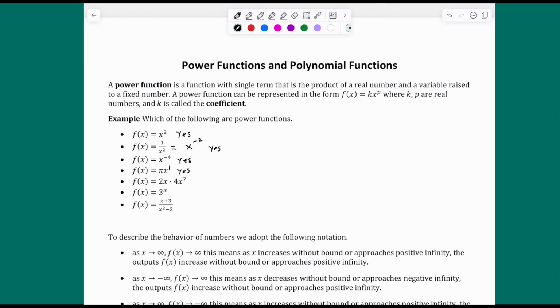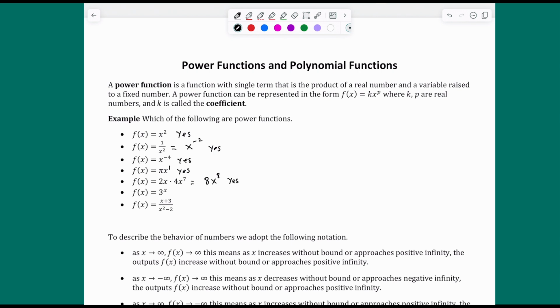The function f of x equal to 2x times 4x to the 7th. Technically, as it's written, it's not a power function, but we could simplify it as a power function. It's a product of two power functions. So we could get 2 times 4, which is 8, and then x times x to the 7th is x to the 8th power. So f of x is really a power function with a coefficient of 8 times x to an exponent of 8. And so that's a power function.